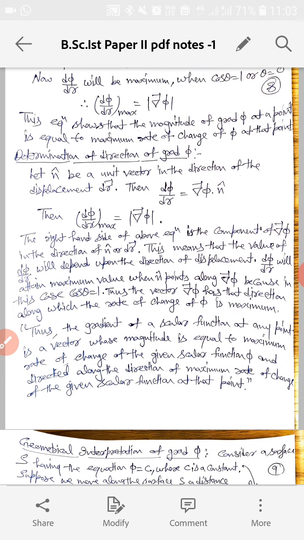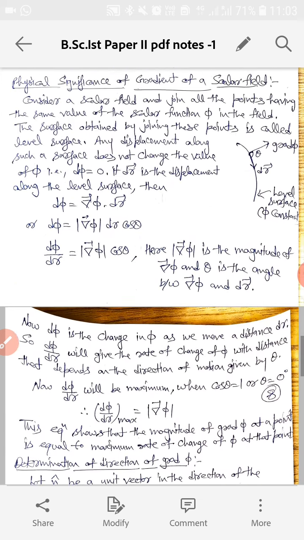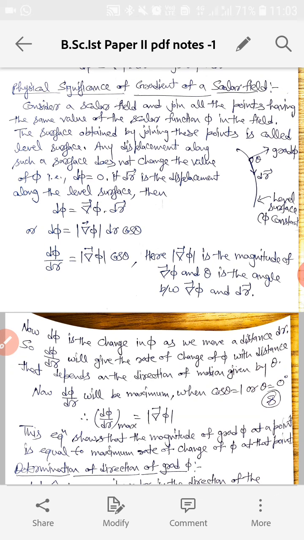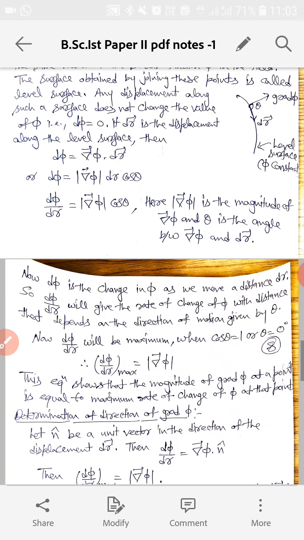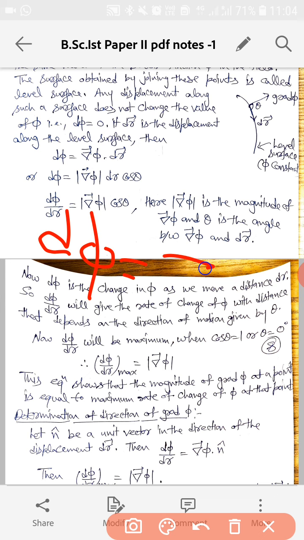In that case this term d phi by dr, which, if you remember, is the magnitude of gradient of phi into cos of theta. So this term can be written as d phi over dr equals gradient of phi dot product with dr. Now dr can be written as n cap into magnitude of dr. We have defined d phi as gradient of phi dot dr vector.